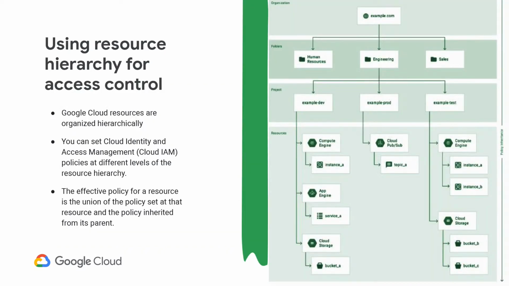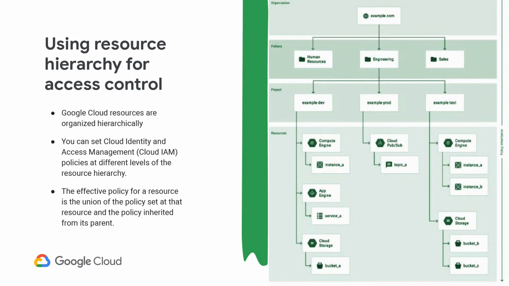Now, what is a resource hierarchy? Google Cloud resources are organized hierarchically, where the organization node is the root node in the hierarchy. The projects are the children of the organization, and then there are other resources, which are descendants of the projects. In this example, we have the organization, the folders, projects, and the resources. The organization level represents the company.